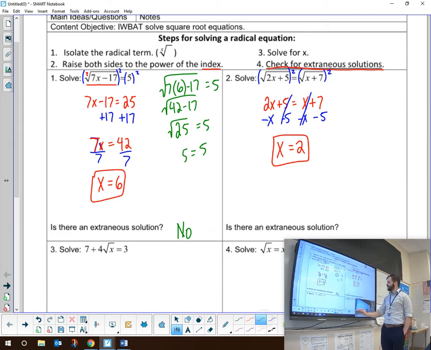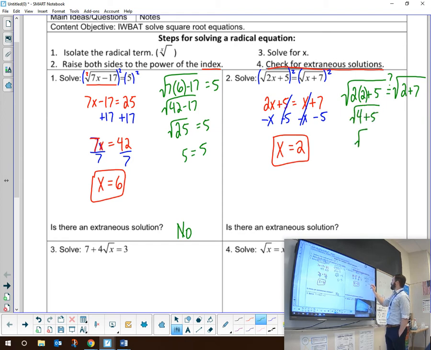Now, we can take that answer of x equals 2, and I can plug it back in to check and see if there's an extraneous solution. We don't want any of that. So we're going to go the square root of 2 times 2 plus 5, and we're going to ask, does that equal the square root of 2 plus 7? All right, that's the question we're asking. So, okay, 2 times 2 is 4. 4 plus 5 is 9. And over here, 2 plus 7 is also 9. And the square root of 9 is 3.